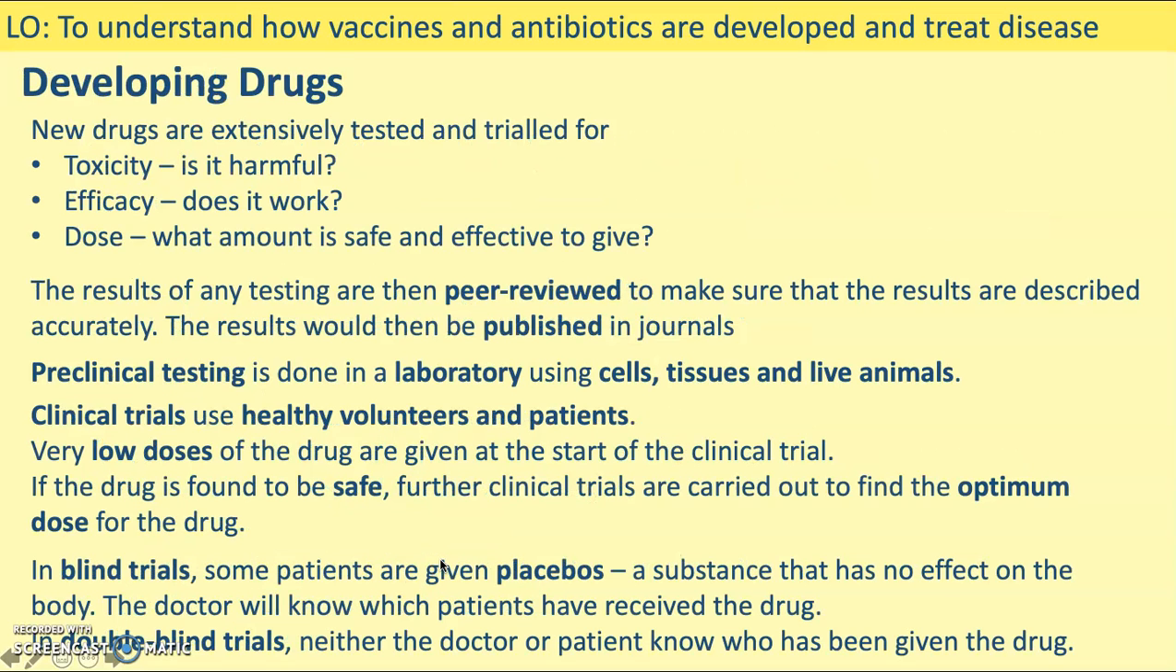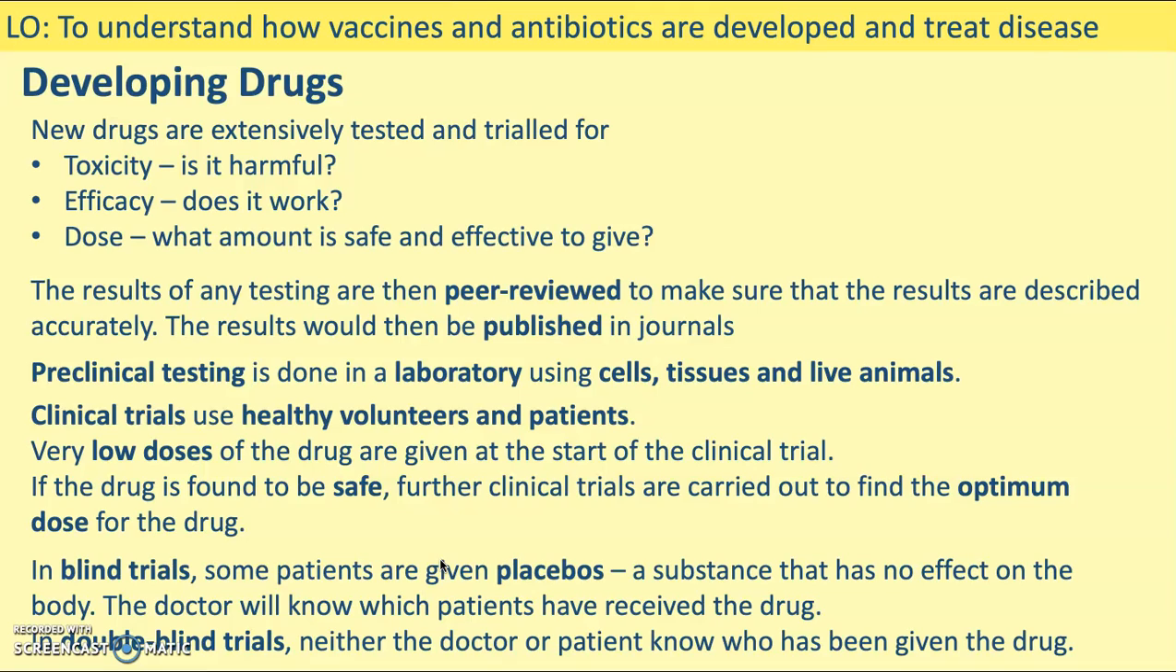So we're now going to move on and look at the development of drugs. New drugs have to be tested for three things: toxicity, are they harmful? Efficacy, do they work? And the dose, so what amount is safe to give someone but is also effective against the disease or illness that you're trying to treat. The results of any testing will be peer reviewed, so they'll be reviewed by different scientists to make sure that the results are described accurately. Any results would then be published in scientific journals for other scientists to be able to read.